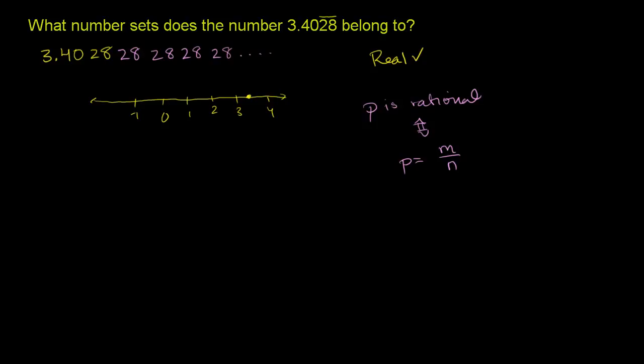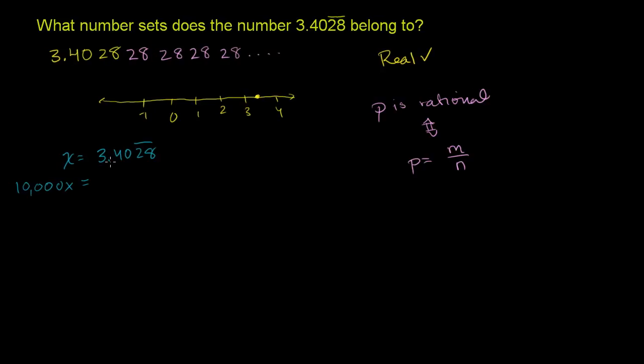So let's define x as being equal to this number. So x is equal to 3.4028 repeating. Now let's think about what 10,000x is. And the whole reason why I want 10,000x is because I want to move the decimal point all the way to the right over here. So 10,000x, what is that going to be equal to? Well, every time you multiply by a power of 10, you shift the decimal one to the right. 10,000 is 10 to the 4th power. So it's like shifting the decimal over to the right 4 spaces. 1, 2, 3, 4.